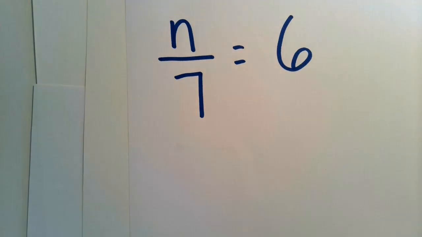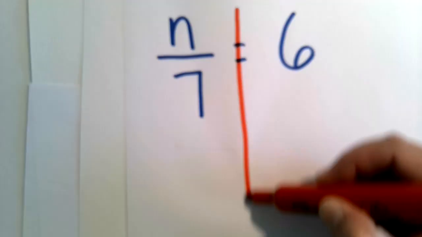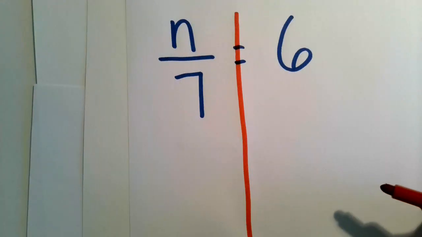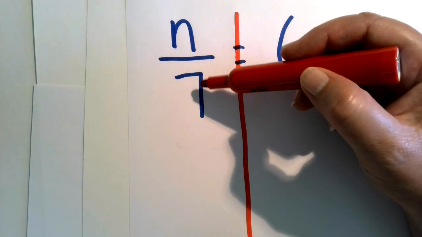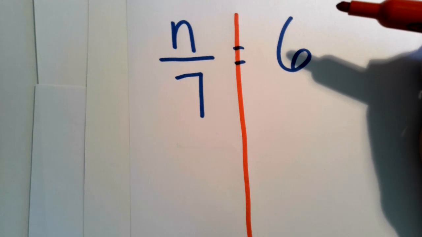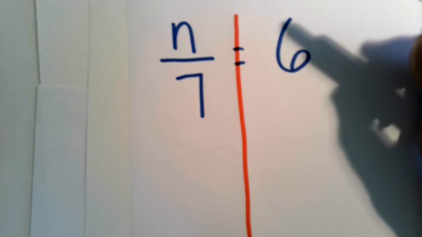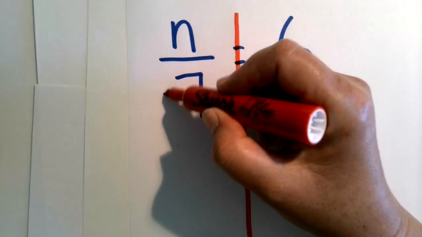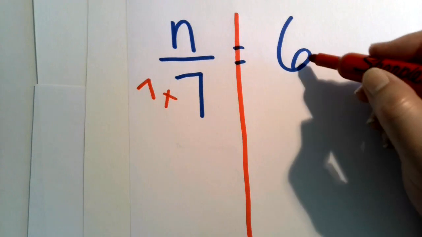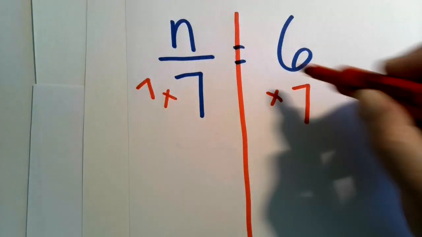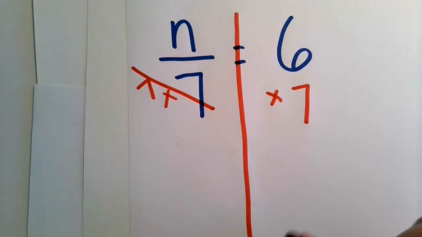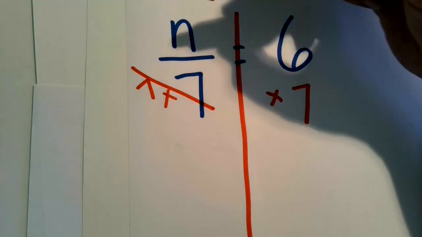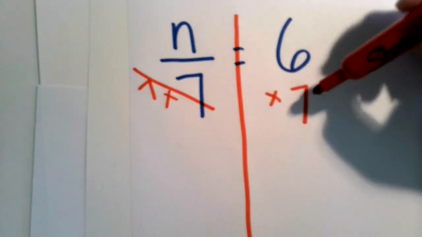So that's the first step, is just writing the problem. Second step, drawing your line to show these are two different sides of the equation. If this is n divided by 7, so this is division, the opposite of division, or the inverse of division, is multiplication. So you would do 7 times 7 here and 6 times 7 here. That cancels that out, because if you divide by 7 and multiply by 7, you get 0 or just 1. And so n equals, what is 6 times 7?